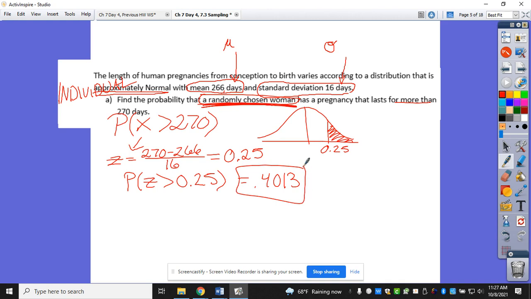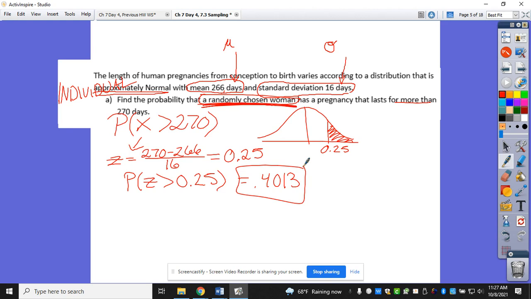If I am dealing with something with a mean of 266 days and the standard deviation is 16, does it seem unreasonable for me to get something of 270 or higher? No, not at all. It happens about 40% of the time.